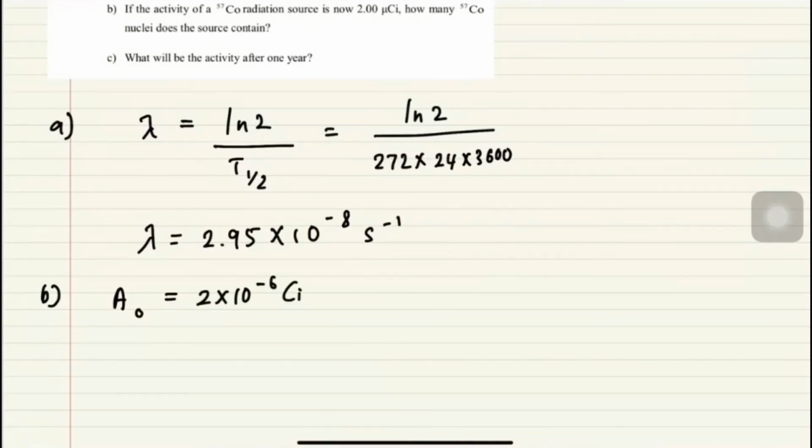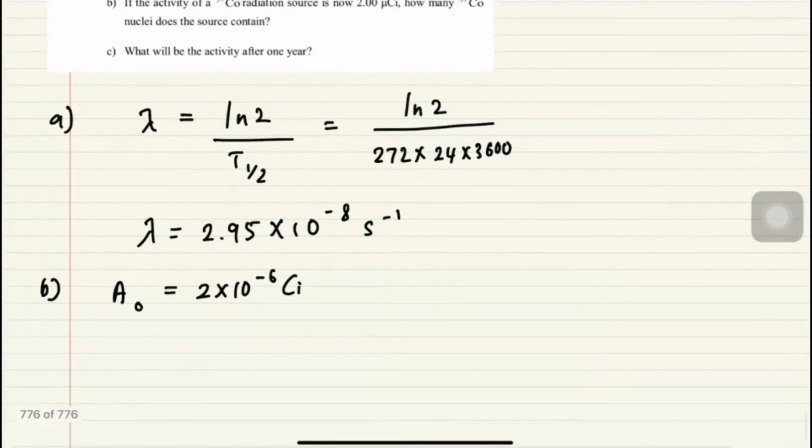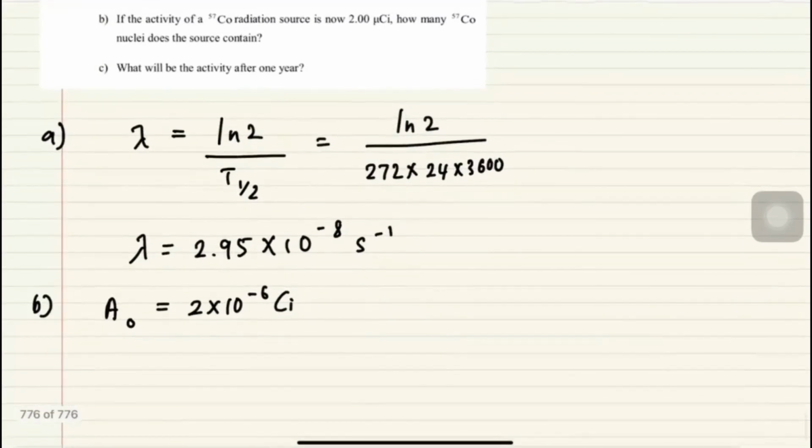And then they want to find how many nuclei that the source contains. So basically they want to find N. Okay. So if I want to find N, I can use A equals to lambda N. But remember, because my lambda is in per second, so my A not actually I have to use per second as well. Becquerel lah, digit per second. So I have to convert.